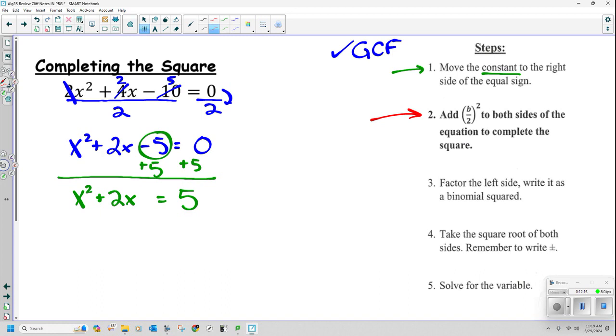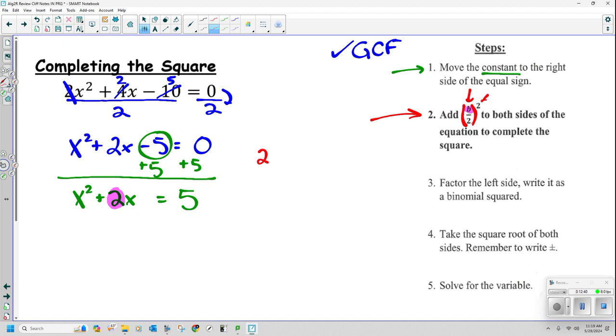Now, this here is the process for completing the square. This is the brain trust, the meat and taters. I got to take my b value. In this case, my b value is the number in front of the x. So I got to take my 2. All right? And I've got to divide it by 2, then I got to square it.